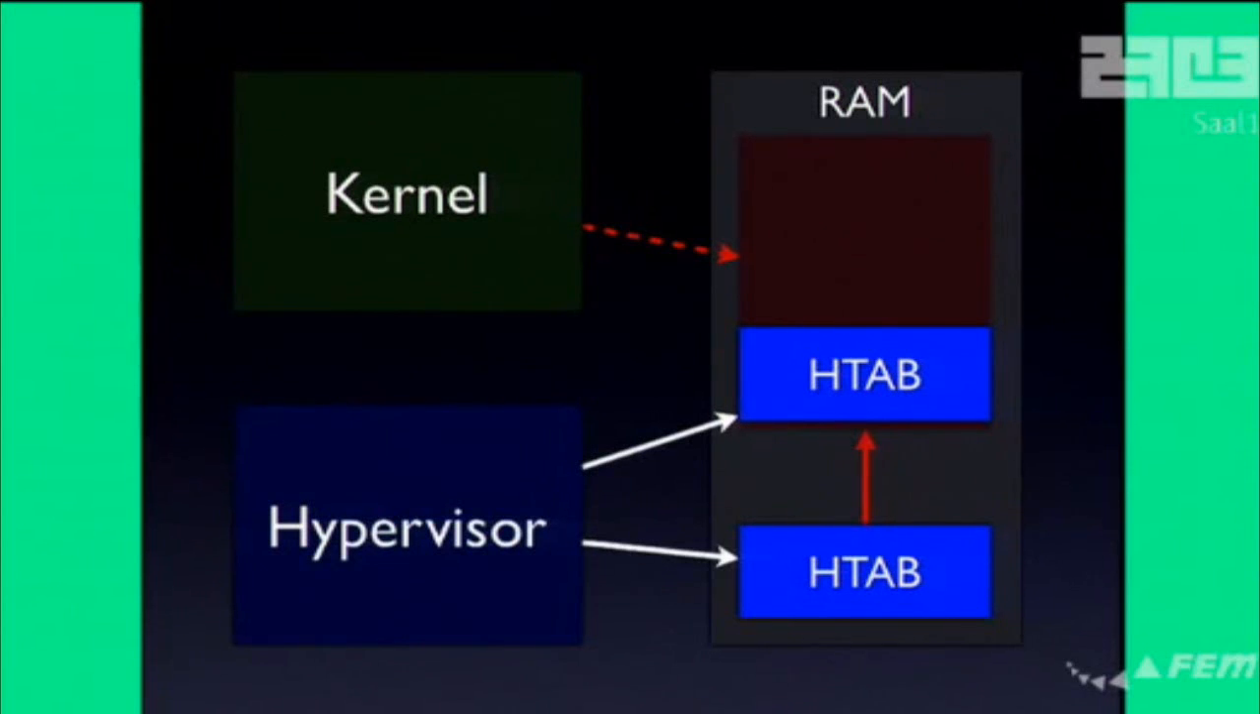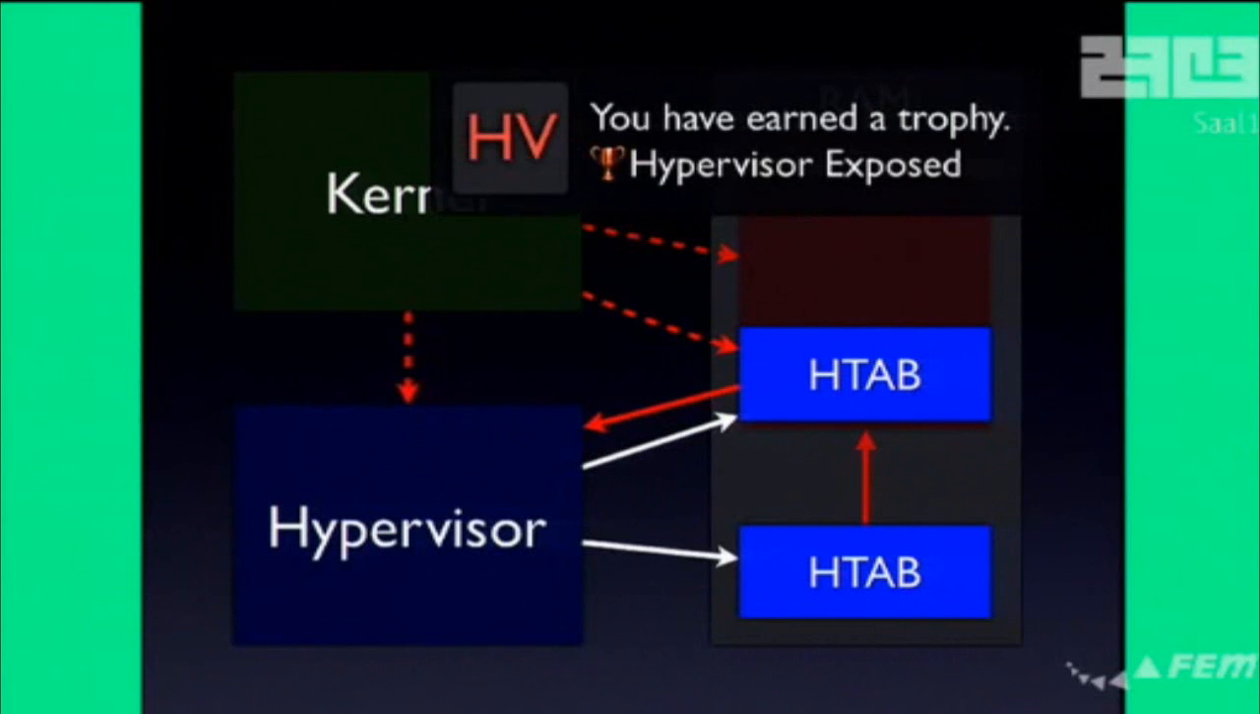And if you're lucky, it ends up in that chunk of RAM. And then suddenly you have access to the page table. You can read and write from it. If you can write to the page table, you can map the hypervisor. If you can map the hypervisor, you can do anything you want in hypervisor mode. So that gets us hypervisor exposure.